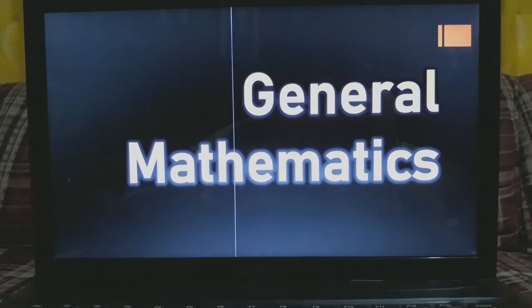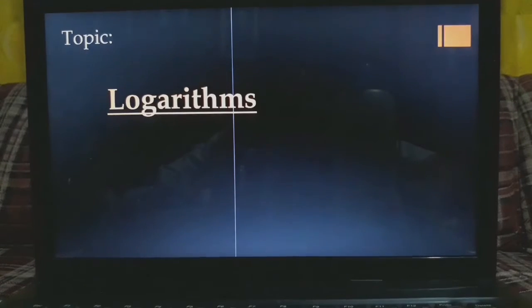General mathematics. Logarithmic functions is one of the topics of the general mathematics subject in grade 11 senior high school. Like I said, our topic that I'll be discussing is logarithms.